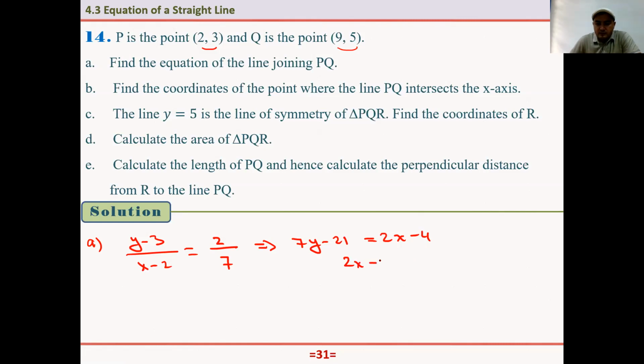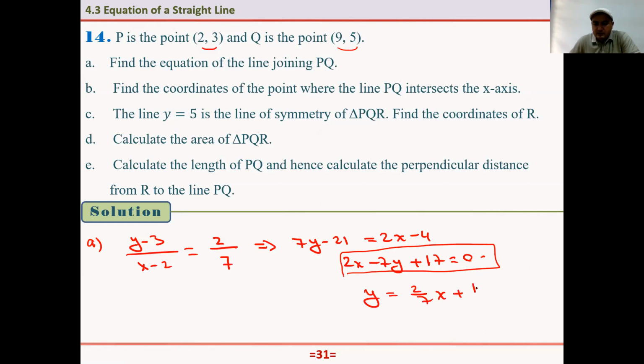Or 2x minus 7y plus 17 is equal to 0. I don't know in what form we should leave this. That's a general form. Or gradient form is, what is it? y equals 2 over 7 x plus 17 over 7. They mean the same thing. Okay, that is the answer to the first question. Find the equation of the line joining PQ.